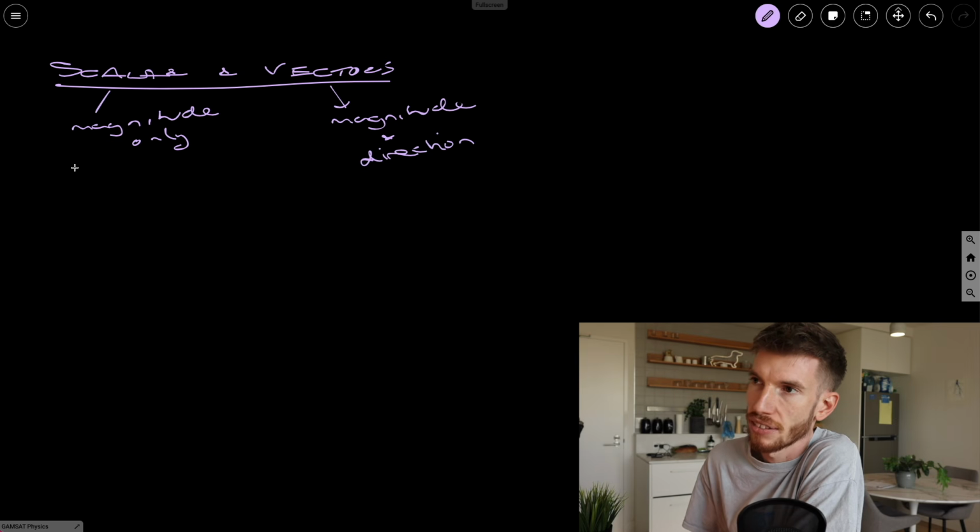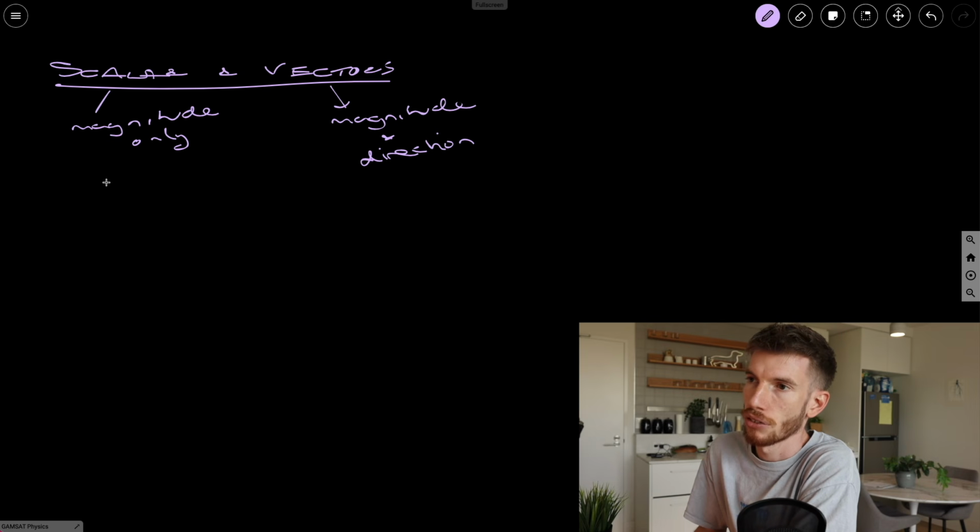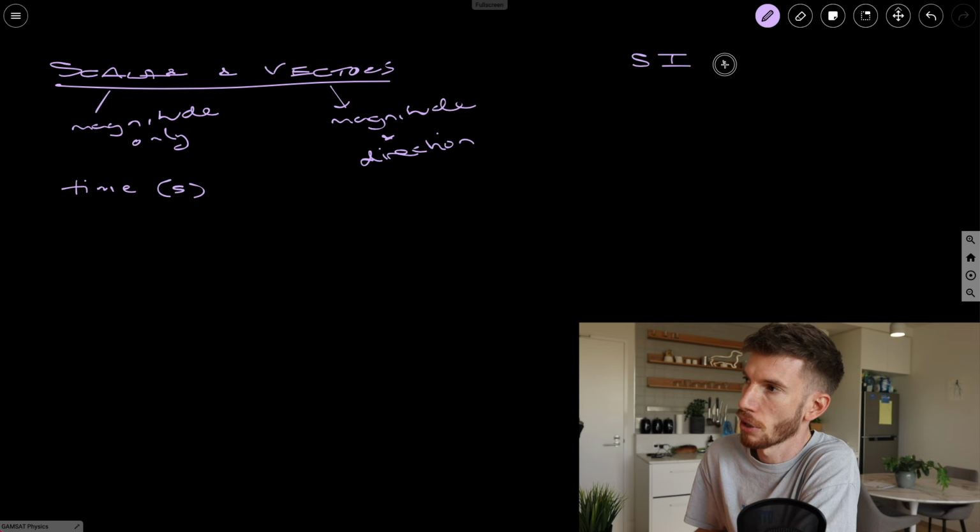So some examples of these: technically you can argue time has a direction, but we can treat time as a scalar. So time is one of them, measured in seconds, and we'll look at something called SI units as well, which are your standard units of measurement. I'll keep noting those as we go through them.